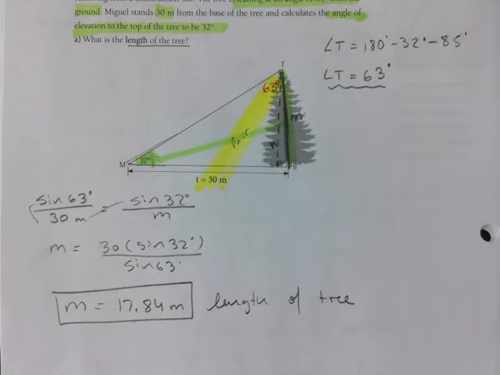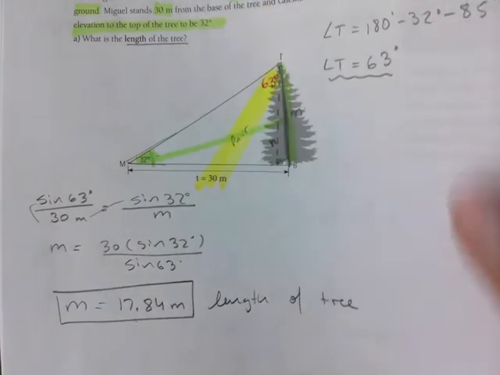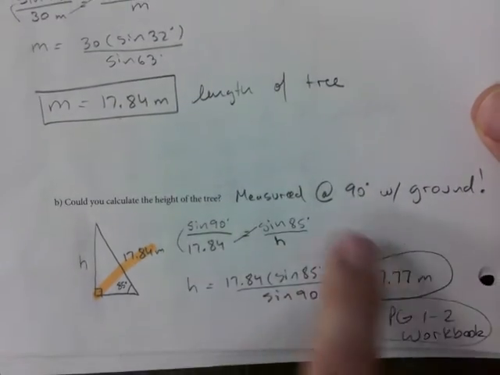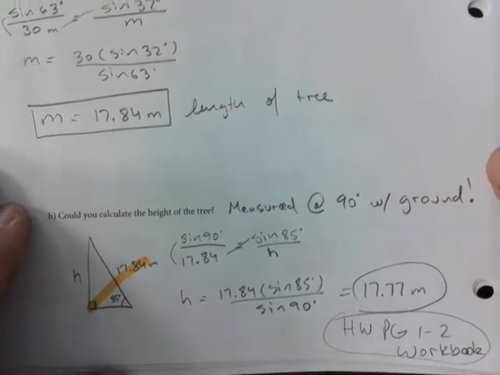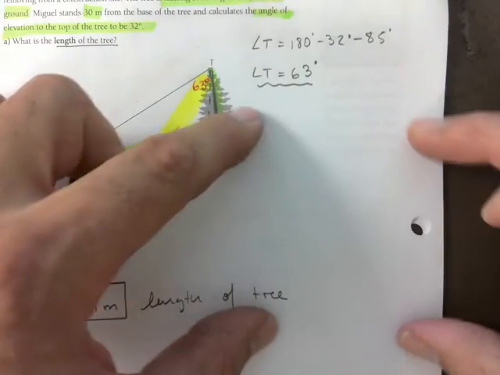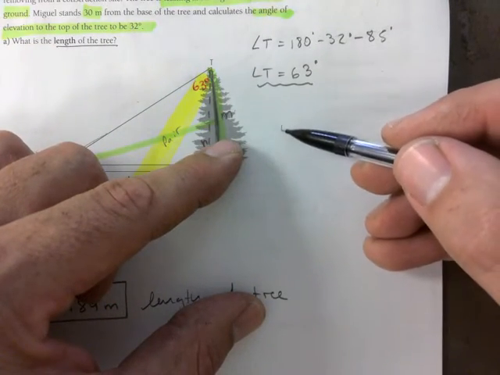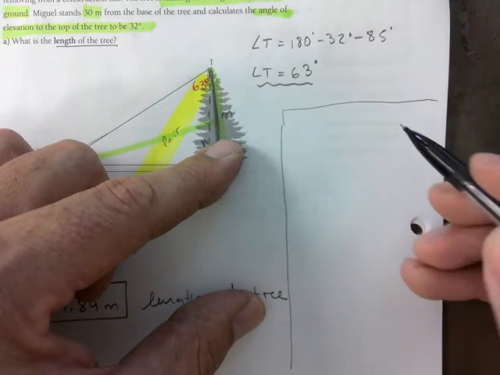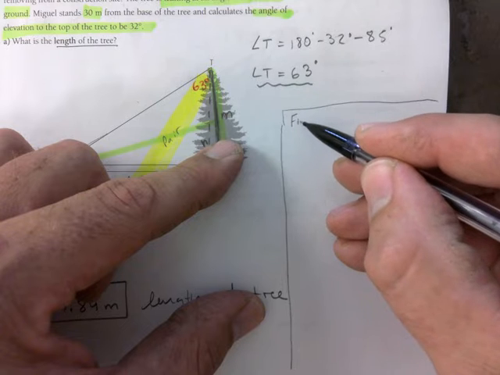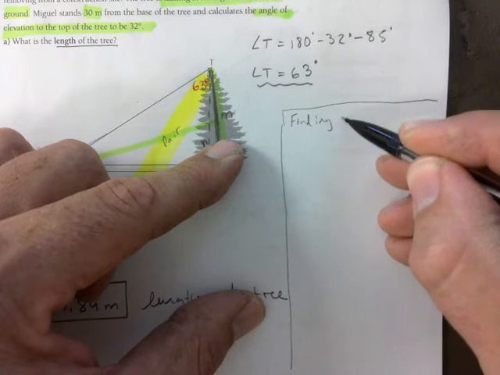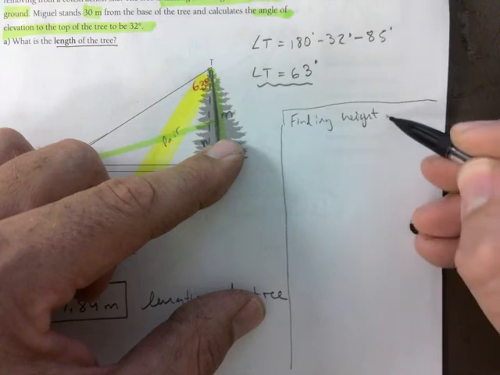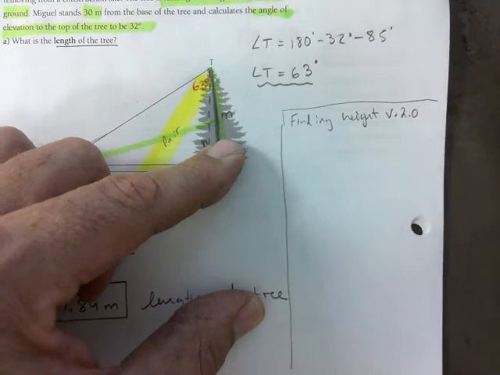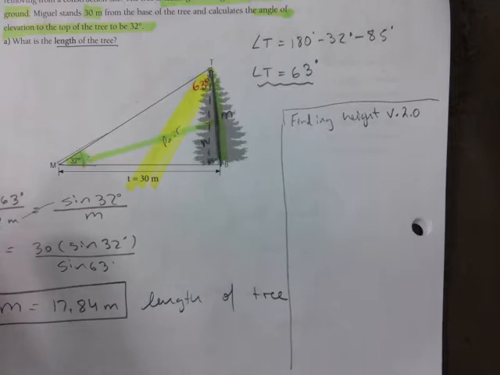I need you to see it, right? Because if you just hear me say it, you're gonna forget tomorrow or the next day. So let's go ahead, the thing is I used up all the space. So what we're gonna do is use this chunk right here on page 265. Do you have room there? I hope so. Finding height version 2.0. How's that?